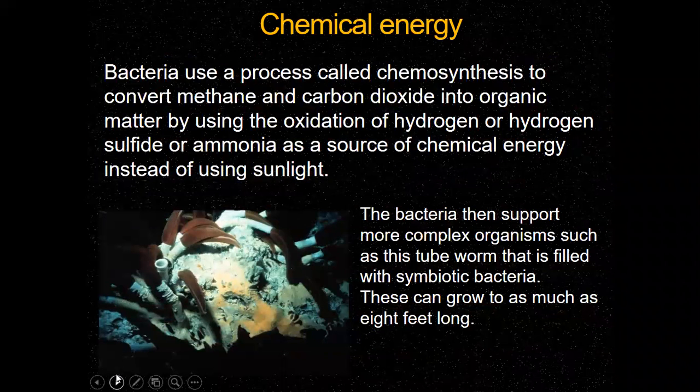It's a picture of bacteria, enlarged. These bacteria use a process called chemosynthesis to convert methane and carbon dioxide into organic matter, using the oxidation of hydrogen, hydrogen sulfide or ammonia as a source of chemical energy instead of sunlight. These bacteria live all the way down in the deep sea, so the sunlight will not reach them, but they don't need sunlight to create this energy.